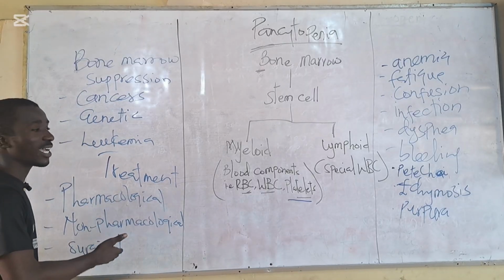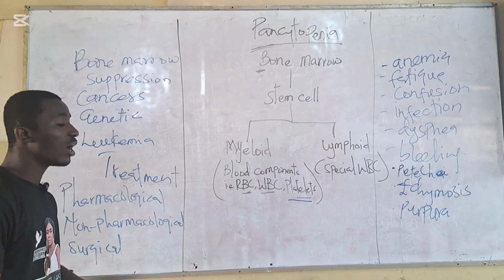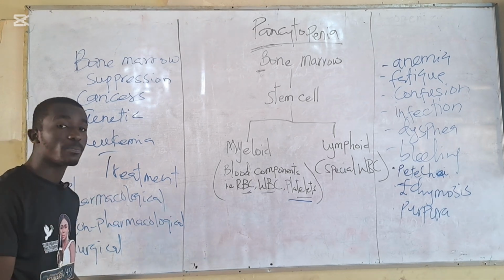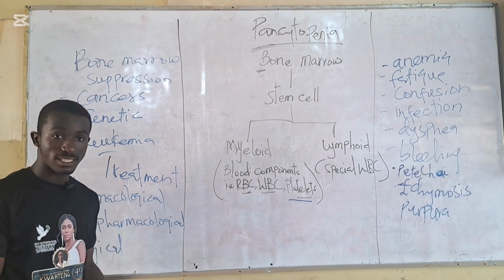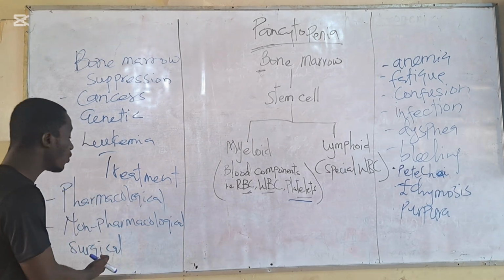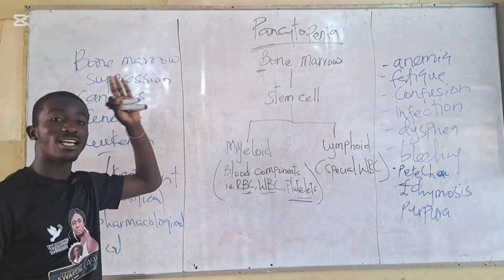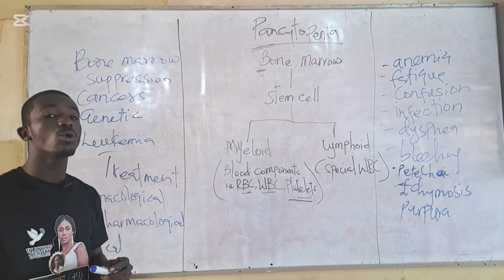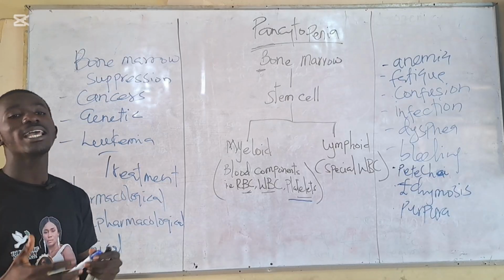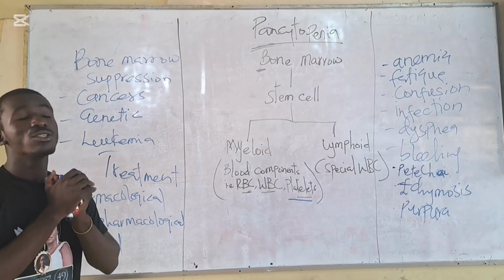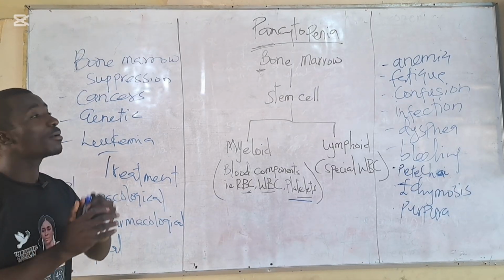Then with the non-pharmacological, that is the one that I explained earlier on. You explain to the patient to put in safety measures. Then with the surgical means, we can also do bone marrow transplant to remove the diseased bone marrow. Then we introduce a new bone marrow to the person so as to help the patient prevent this pancytopenia.